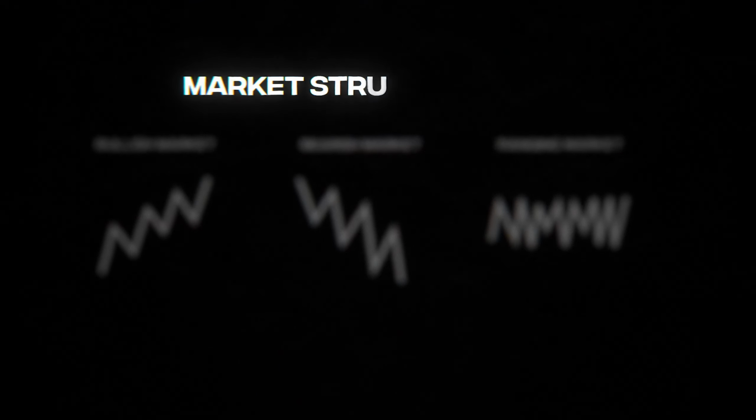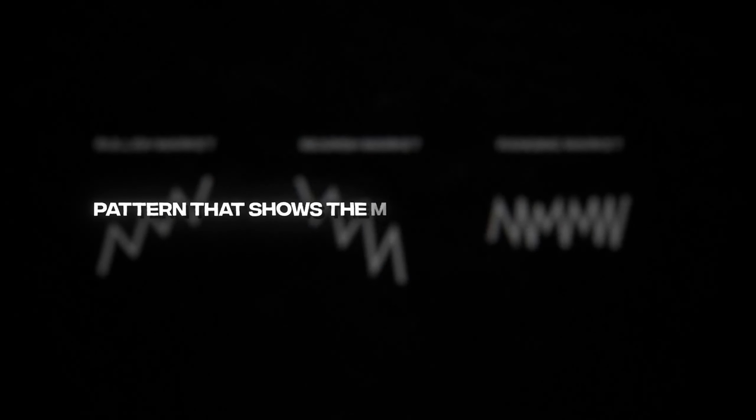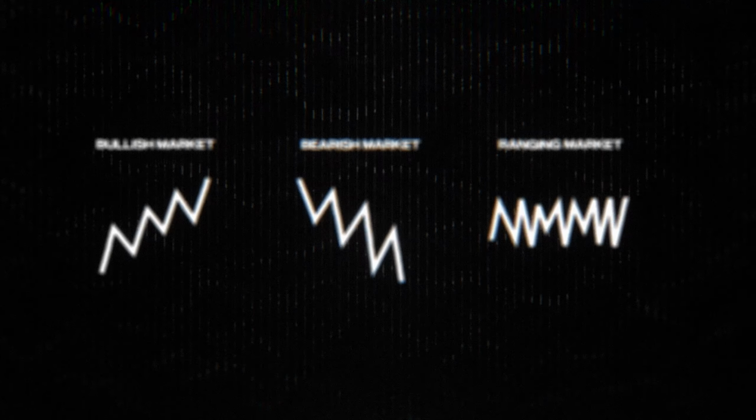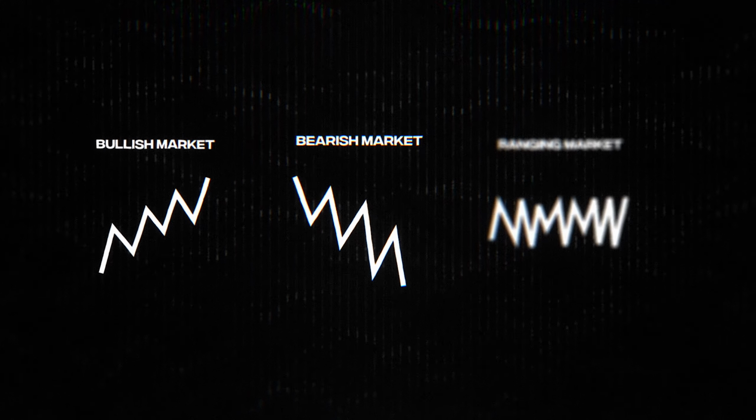The first concept is market structure shift. A market structure shift is a pattern that happens when the market has intentions to reverse. In the markets, there are 3 types of market structure: a bullish market, a bearish market, and a ranging market.